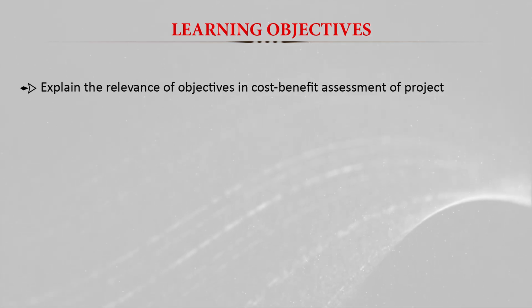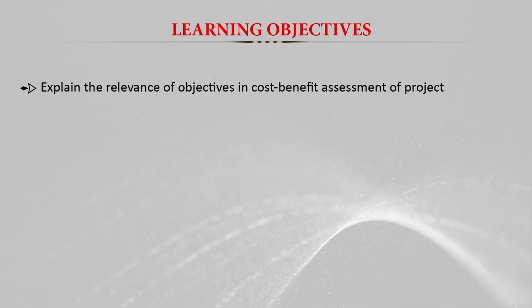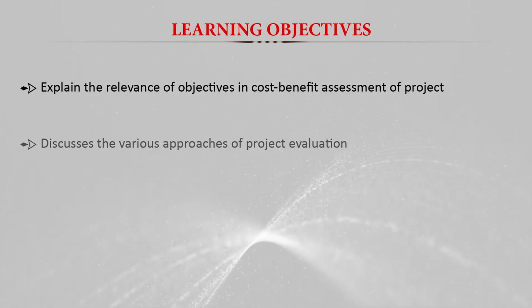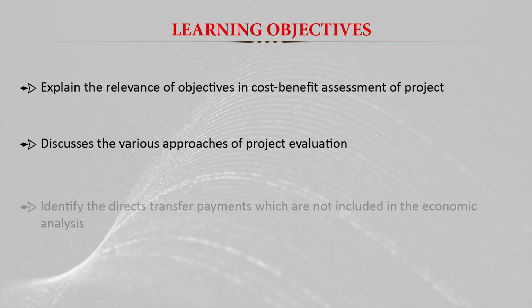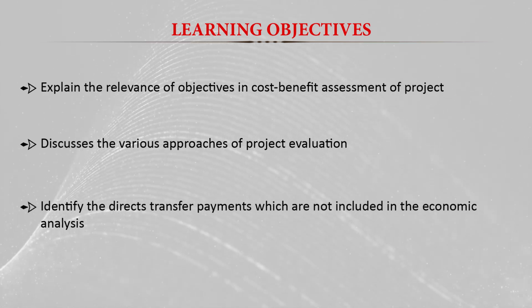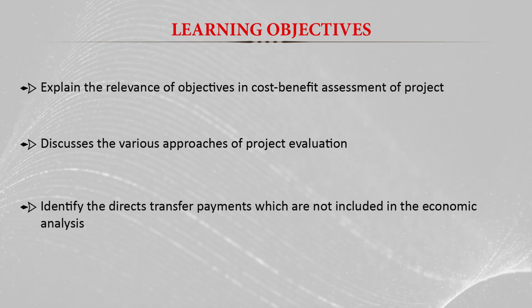In this session, basically, there are three learning objectives. First is to explain the relevance of objectives in the cost benefit assessment of the project. Then we will discuss the various approaches of project evaluation. Then identify the direct transfer payments which are not included in the economic analysis. So let us first start with the relevance of objectives in the cost and benefit assessment.